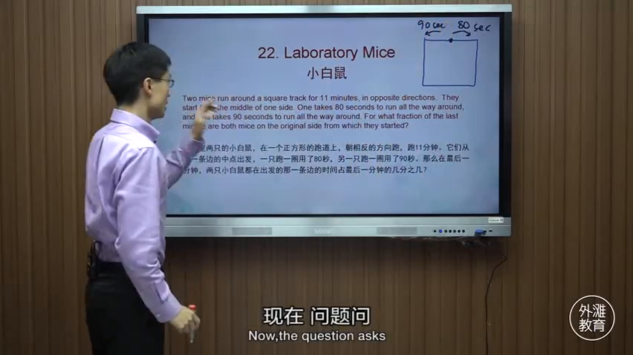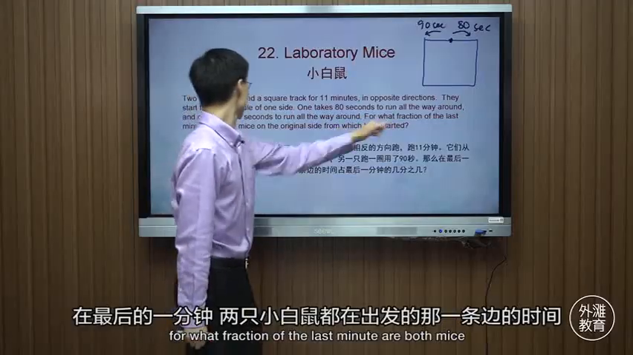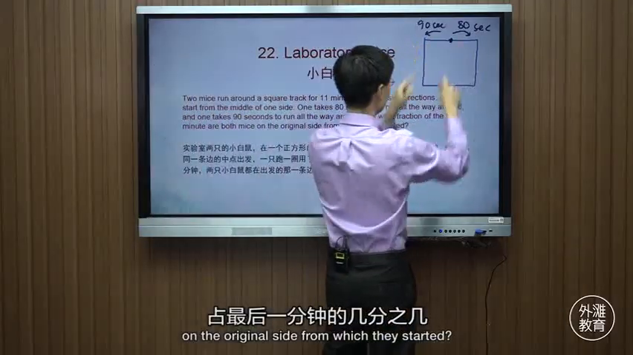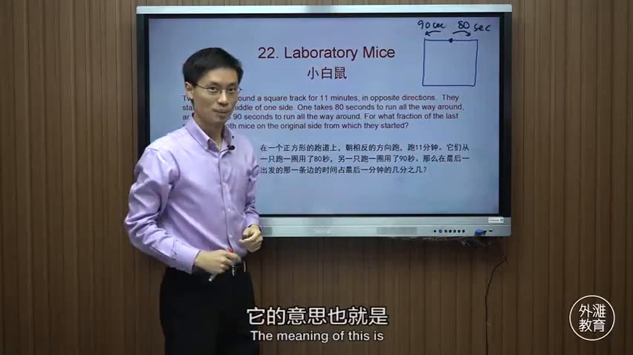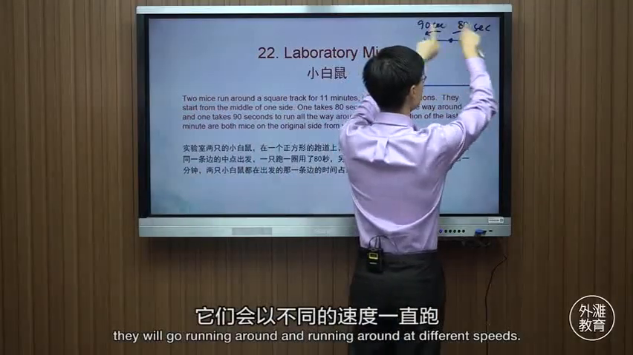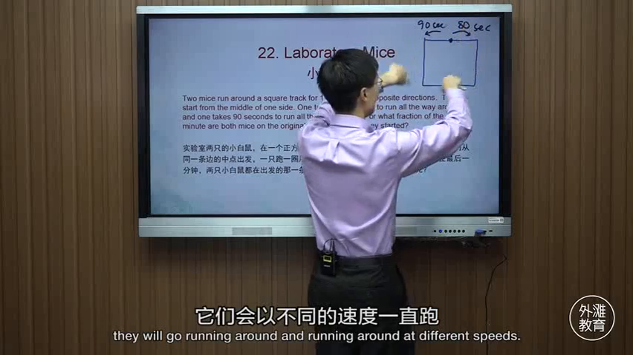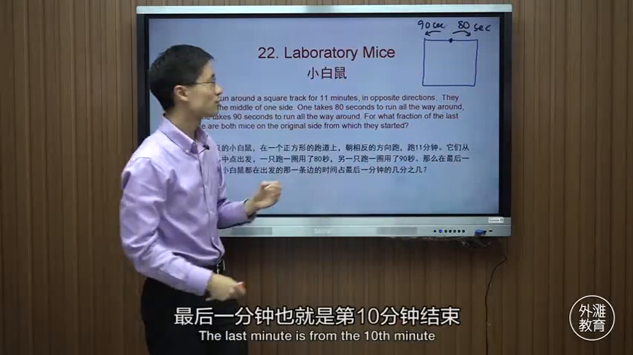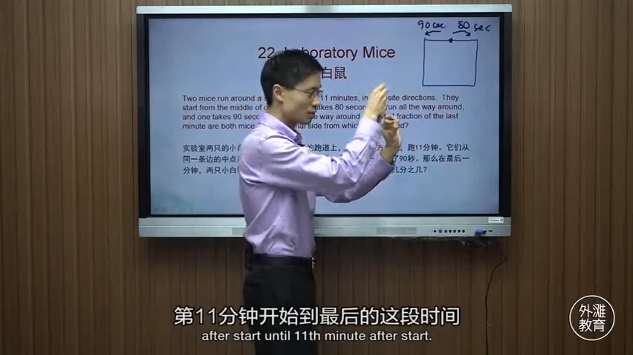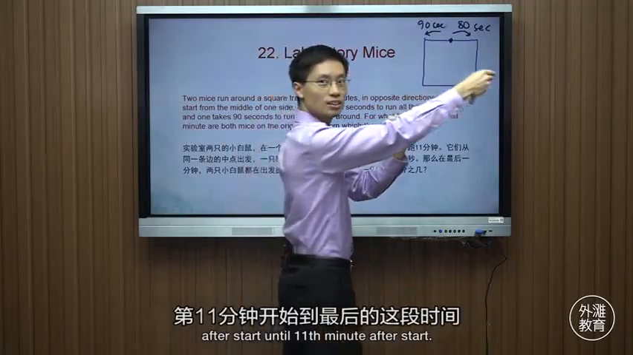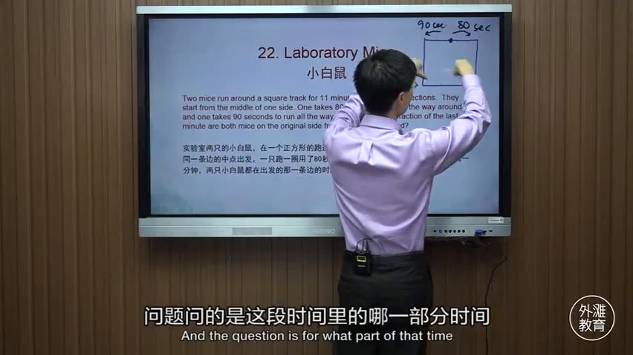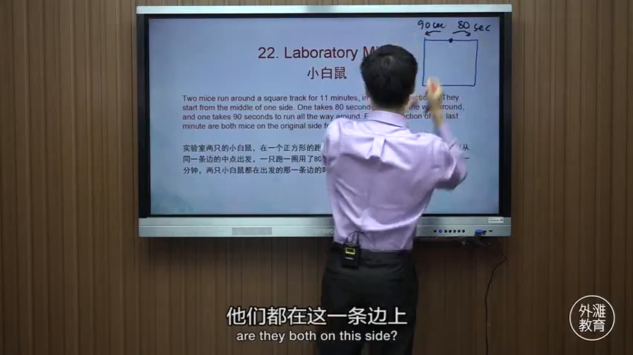Now, the question asks, for what fraction of the last minute are both mice on the original side from which they started? The meaning of this is they will go running around and around at different speeds, and they are running for 11 minutes. The last minute is from the 10th minute, from 10 minutes after start until 11 minutes after start. And the question is, for what part of that time are they both on this side?